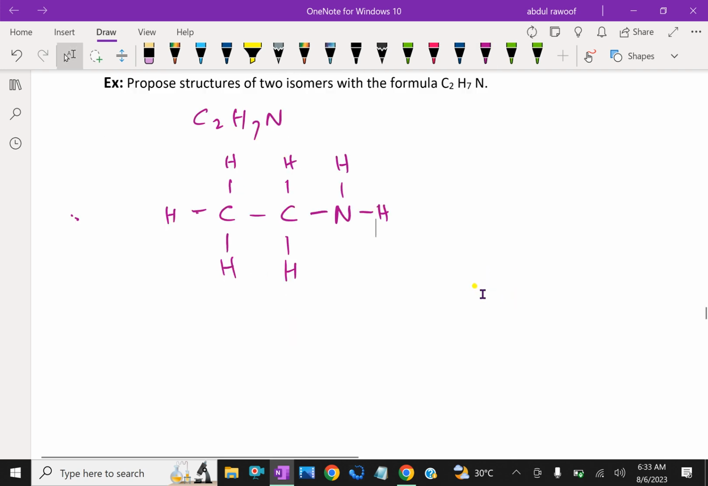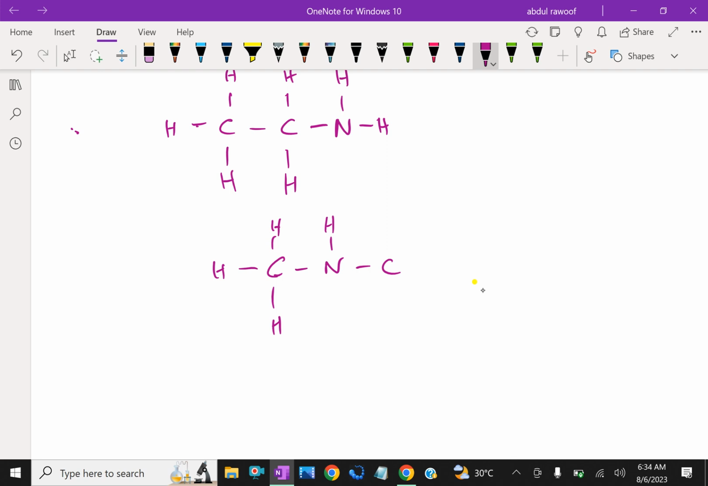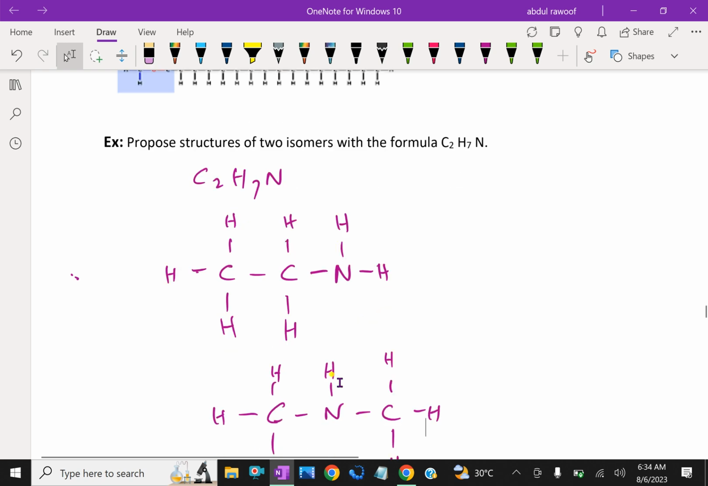The other structure can be written like this: N in the middle, connected to a carbon with hydrogens, and on the other side one H, and the other carbon has three H's. In these two structures, the number of atoms is the same: carbon is 2 atoms, hydrogen is 7 atoms, and nitrogen is 1. So these are two different isomers.